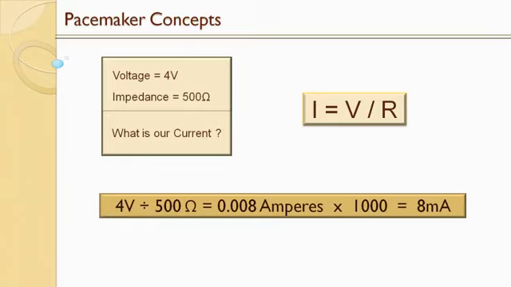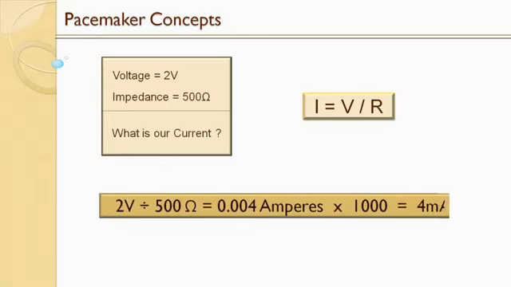Now I'm going to go through these examples kind of quick, but don't worry, when I get all done with the examples, I'll put them all up beside each other so you can kind of see what I'm trying to get at. Next, let's say we have a pacemaker programmed to 2 volts. Our impedance is still 500 ohms, and what is our current? So we take 2 volts divided by 500 ohms and we get 0.004 amperes times 1,000, we get 4 milliamps.